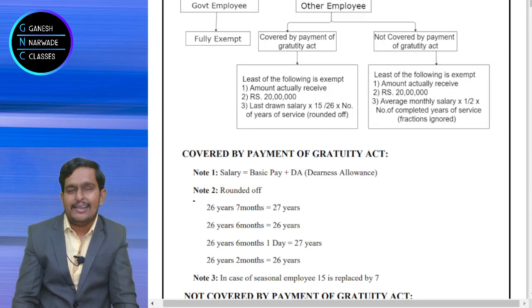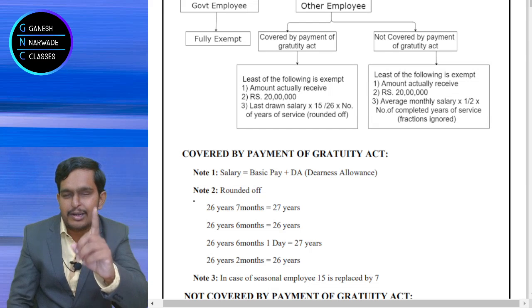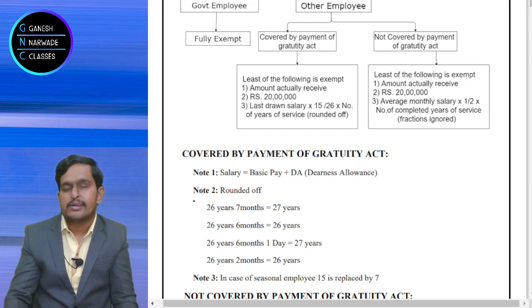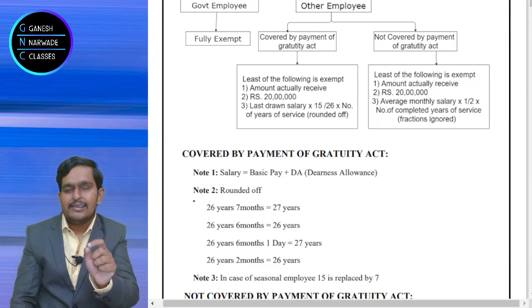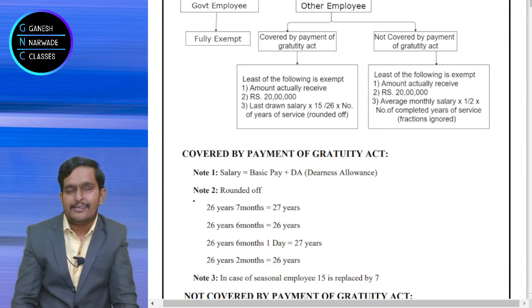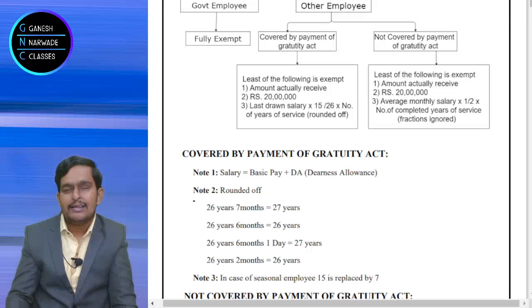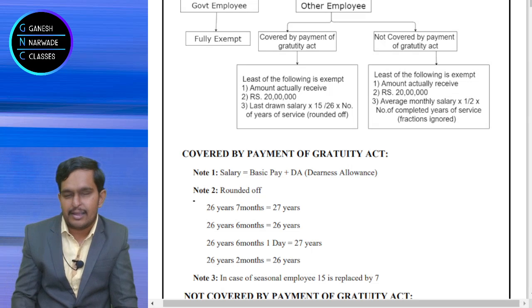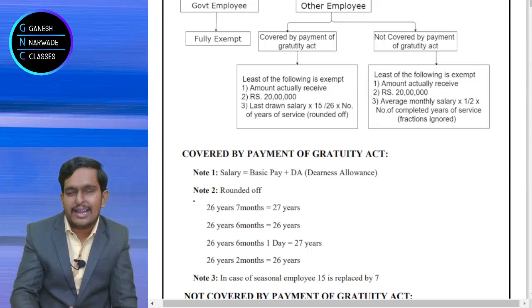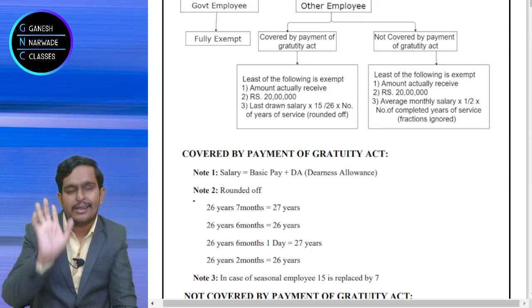What I said, last drawn salary into 15 by 26 into completed years of service rounded off. So what is salary here? I am talking about covered by gratuity. अरे याद रख मेरे दोस्त, covered by gratuity. Okay. So what I said, salary is equal to basic pay plus DA. क्या बोला मैं? Basic pay plus DA. Salary is equal to basic pay plus DA. I am talking about covered by Gratuity Act.